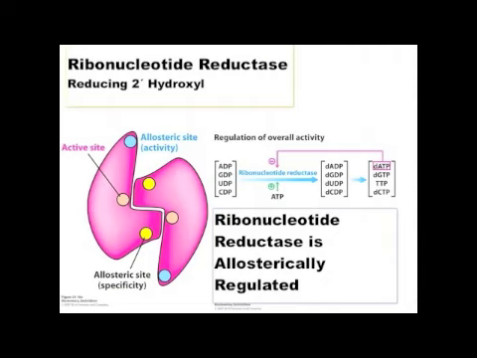The allosteric sites that are involved in specificity use differing amounts of these deoxyribonucleotides to fine-tune the activity of this enzyme. And again, this is to ensure that we do not have too much of one deoxyribonucleotide and not enough of the others. We want to make sure that we have relatively equal numbers of all 4 deoxynucleotides.